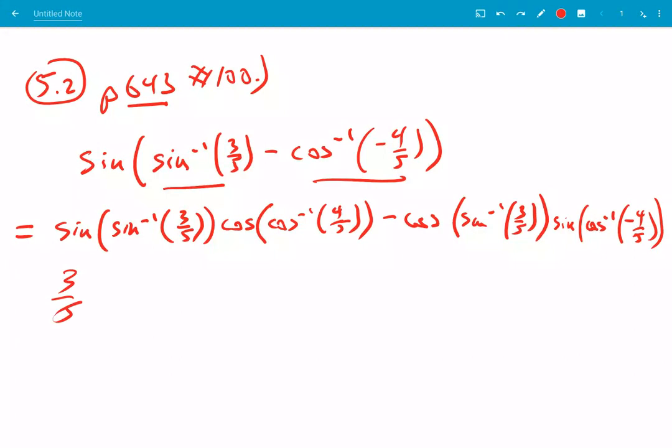Whoops. Come on. Why isn't this erasing? I don't know why it's not erasing.